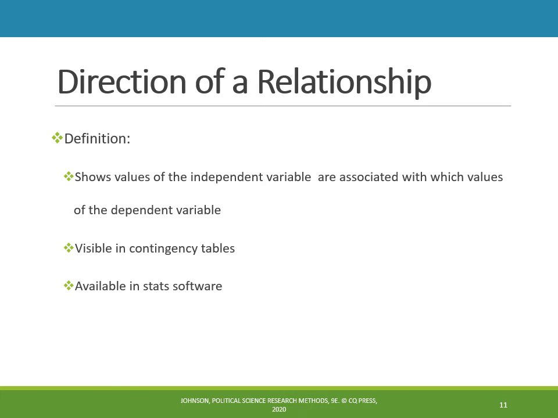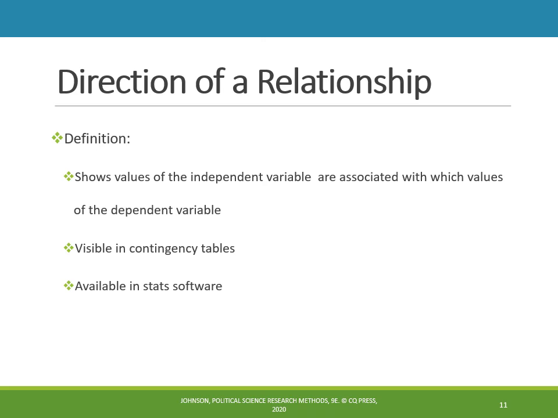The direction of the relationship tells you whether or not they're traveling within the same direction or if they're traveling within different directions. This is something that can be visible in contingency tables, and I'll show you all an example of that, where you can figure out the direction of a relationship by looking in the contingency table. But it's something that is very clearly explained and visible using statistical software, because statistical software can graph the relationship between two variables, and it can also give you a specific number to tell you the direction of the relationship between the two.